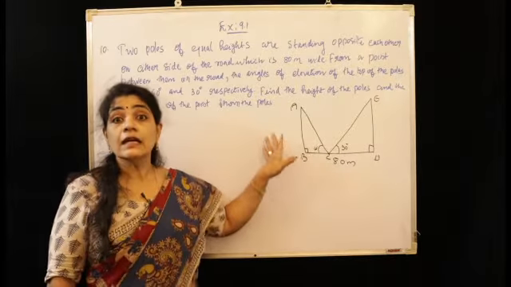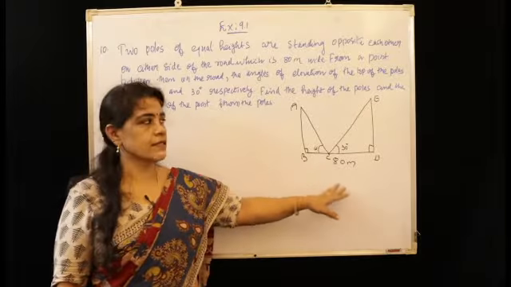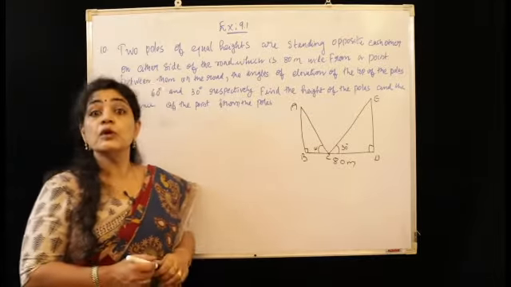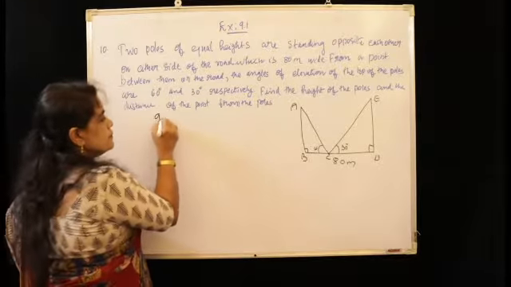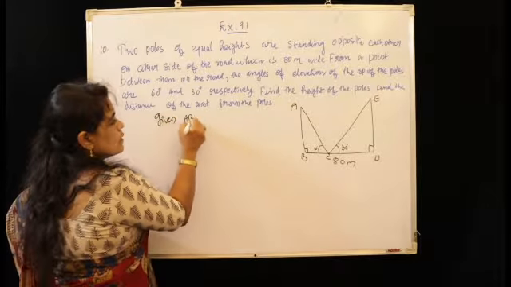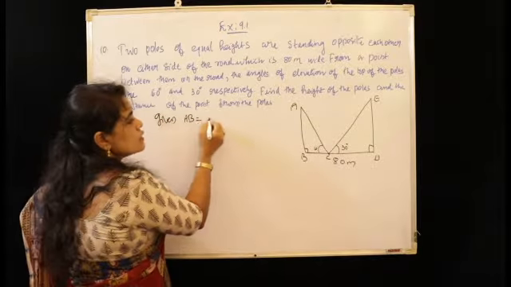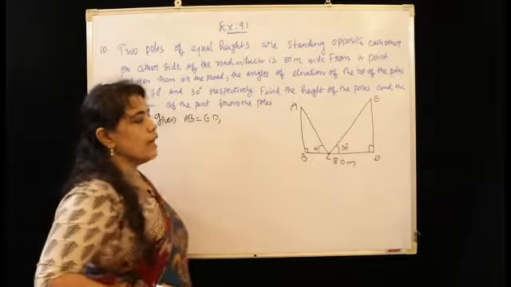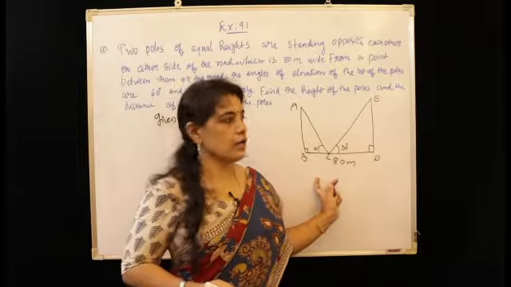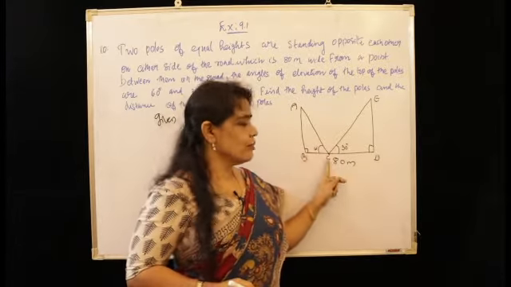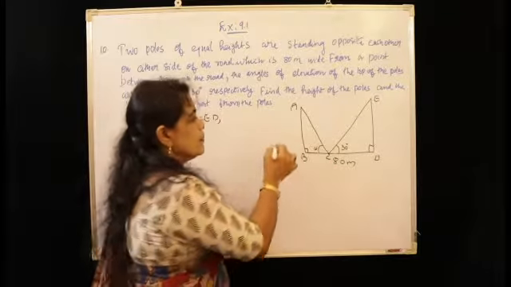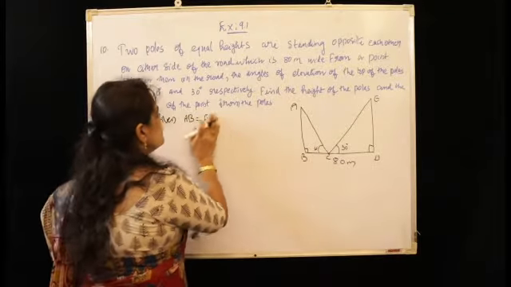Here we are given the poles are of equal heights. That means AB equal to ED. That is given. Okay, since the poles are of equal heights, AB equals ED. And we can consider these two right triangles. That means triangle ABC, and triangle CDE.